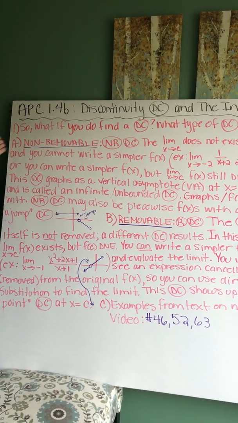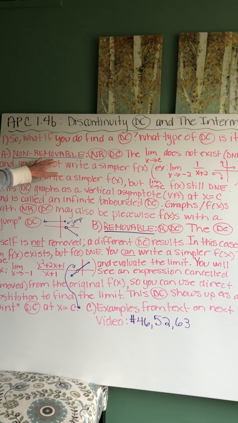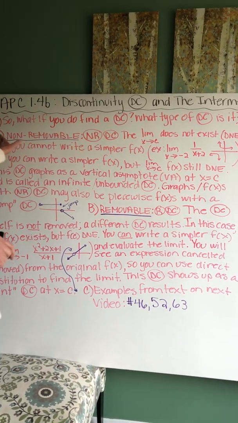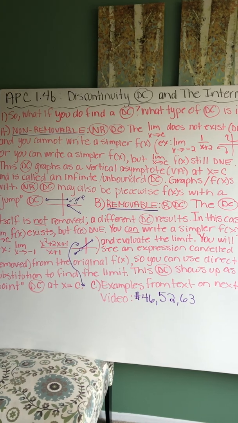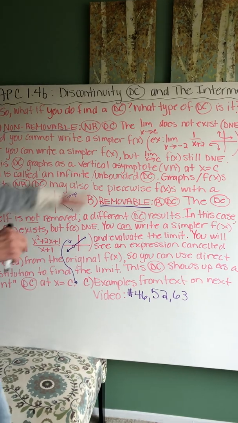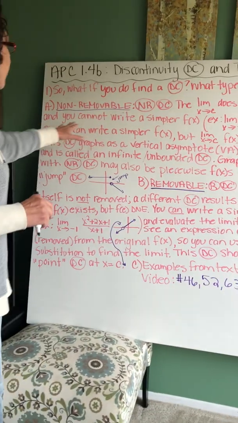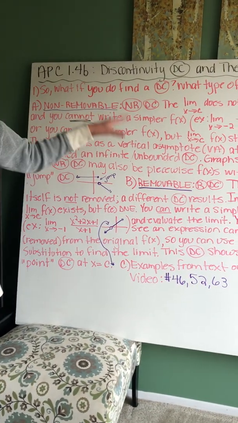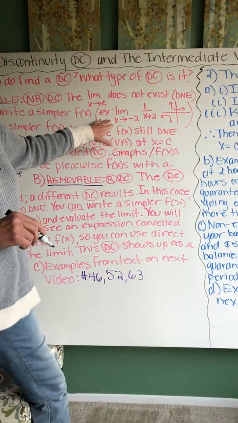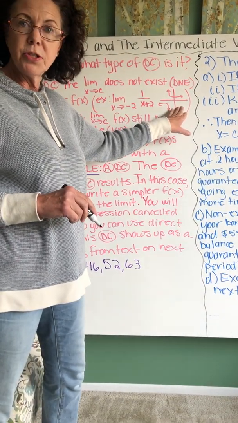Okay, so what if you do find a discontinuity? What type of discontinuity is it? Non-removable, we call that an NR with a circle, DC, so we don't have to keep writing that huge phrase. So a non-removable discontinuity means that the limit as x approaches c does not exist, DNE, and you cannot write a simpler function. In other words, you have the limit as x approaches -2 of 1 over x plus 2. Okay, here's a graph of 1 over x plus 2.